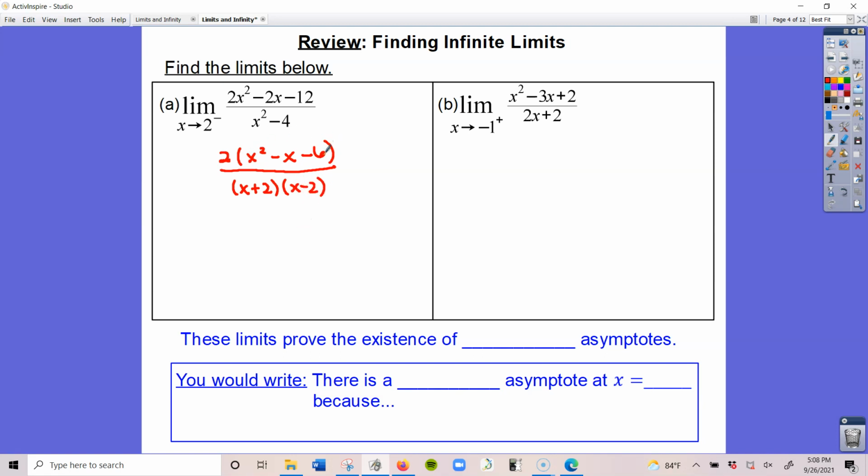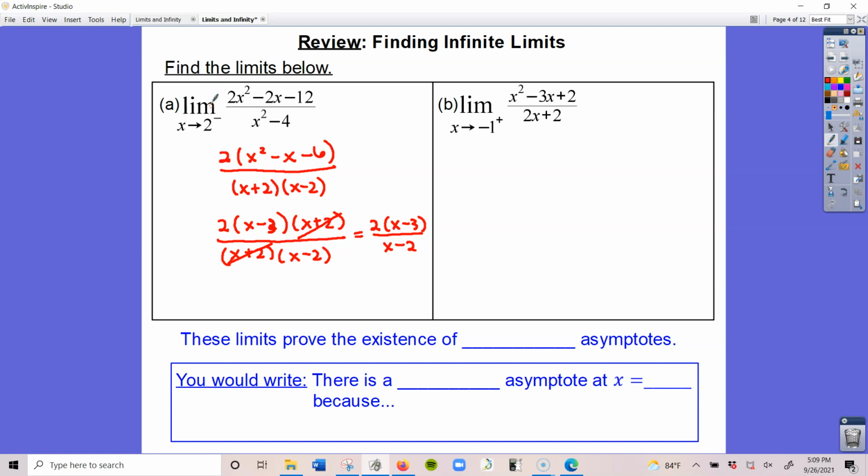Now let's just finish factoring the numerator. We have 2. X squared minus x minus 6 can be factored as x minus 3, x plus 2, over x plus 2, x minus 2. So here we can cancel out the x plus 2's, and I'm left with a simplified rational function of 2 times x minus 3 over x minus 2.